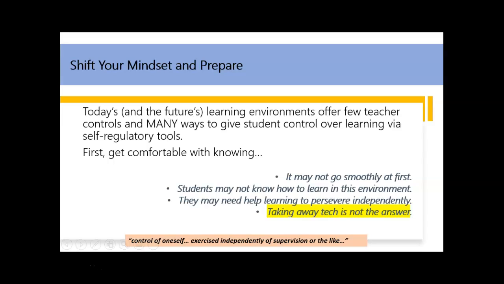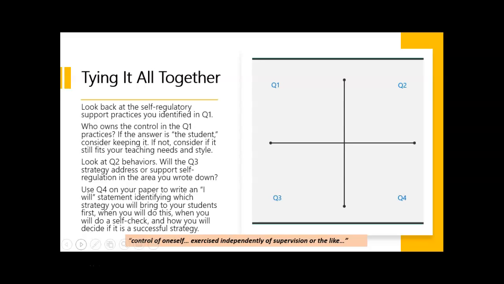So we have about another couple minutes, and what I'd love for us to do is to tie it all together. Looking back at the self-regulatory support practices you identified in quadrant 1, the question now becomes who owns the control in those Q1 practices? If the answer is the student, I would consider keeping it. If it is not the student who is in control, if it's the teacher or some external force, should we consider if it still fits the teaching needs and style of the classroom today?